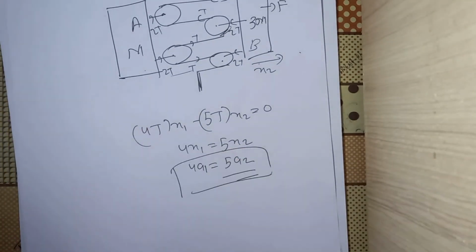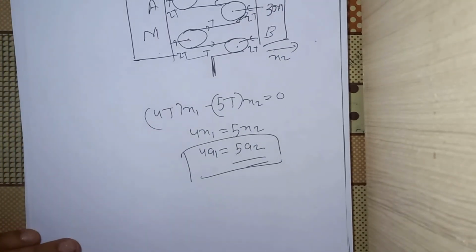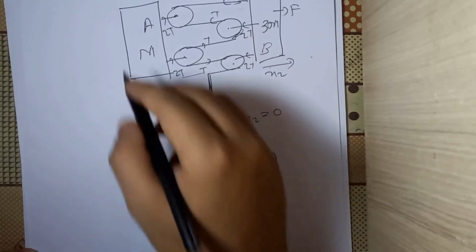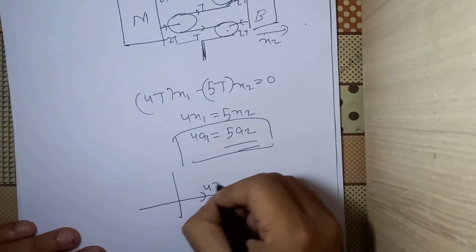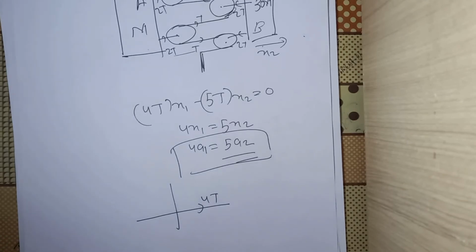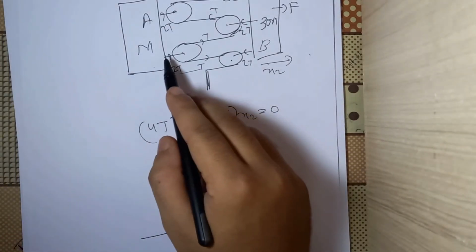Now you can simply draw the FBDs and write the equations. So for mass m, we can say that there is a net force of 4T here, and let us say that it is accelerating to the right side.